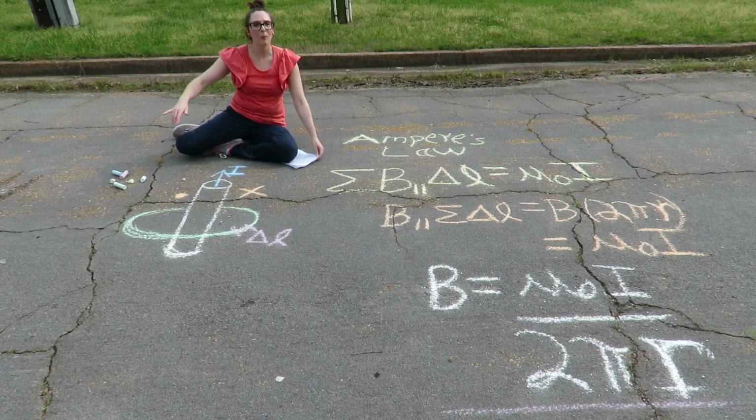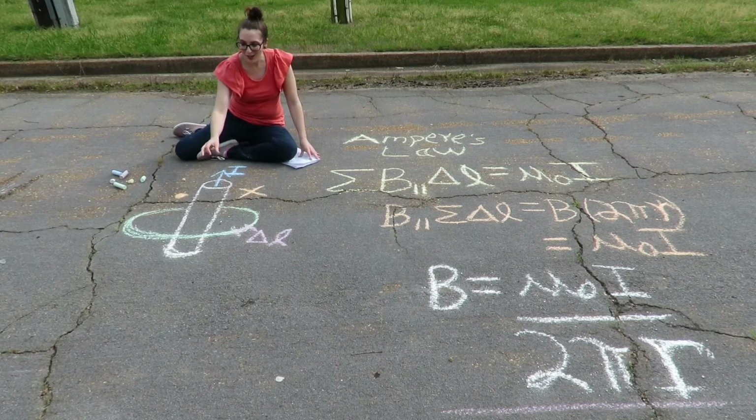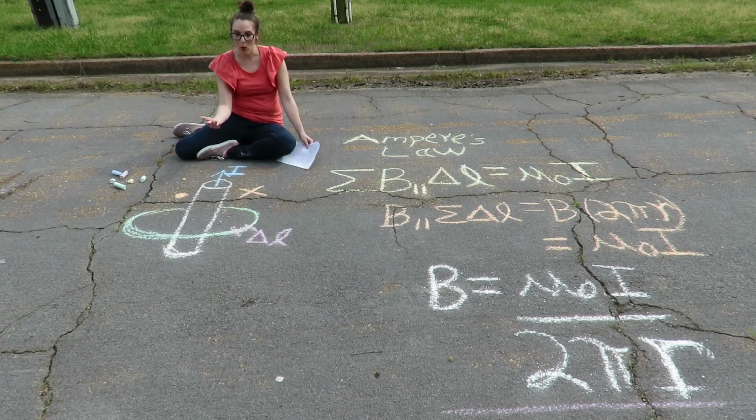Now we could take a compass and align it along the direction of that magnetic field, and we'd see the direction of the compass needle change as we move it around this wire, indicating the direction of the magnetic field around this wire.